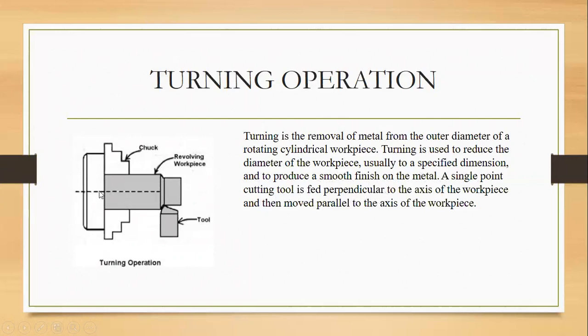This is the lathe axis. This is the cutting tool axis. So the cutting tool is fed perpendicular to the axis of the workpiece, and then moves parallel. The cutting tool is placed in a perpendicular position. This is the lathe axis, and this is the cutting tool axis. So both are at 90 degrees. The position of the cutting tool is perpendicular, and it is moved parallelly.